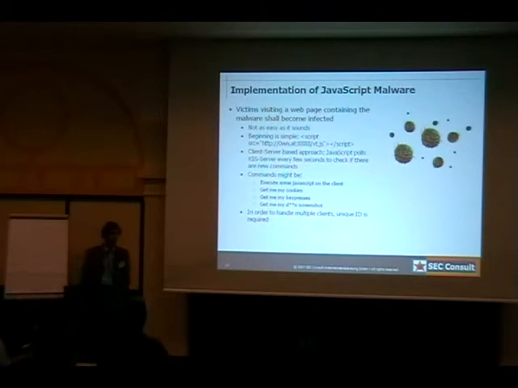Every couple of seconds, the victim pulls JavaScript from the server, and if there is something for the client to do, the server changes the JavaScript that is pulled, and the client does whatever the server tells him. Commands that can be executed might be, for example, execute some JavaScript on the client, tell the client to display an alert box showing you have been owned or whatever. Get me my cookies, get me my key presses, or I want to see what you're currently looking at.